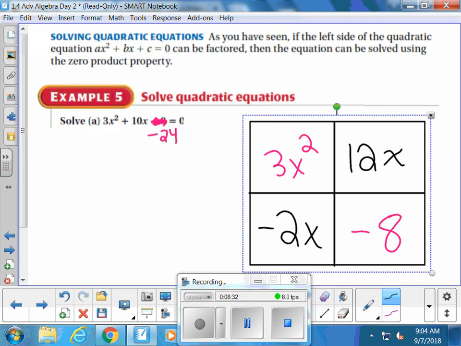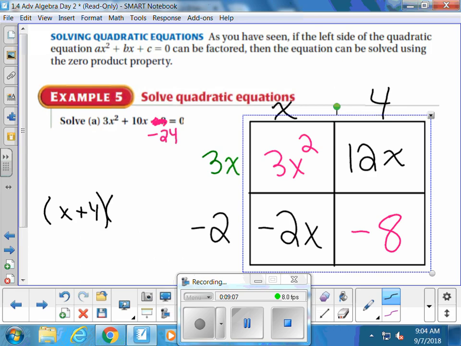Let's pull out from our top row our common factors. It's going to be a 3 and an x. And then we can work our way around the square. 3x times x is 3x squared. 3x times 4 is 12x. And then x times negative 2 is negative 2x. And it is good practice to check that last box. Negative 2 times 4 is negative 8. Alrighty, so here's what we're looking like in factored form.